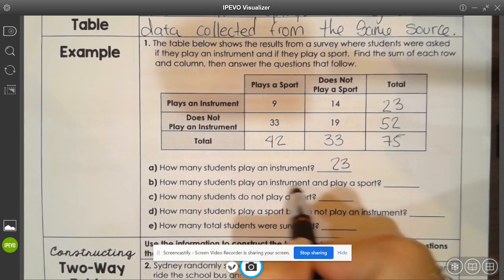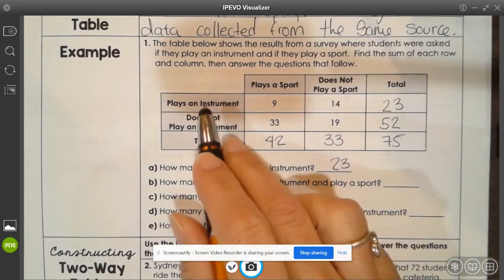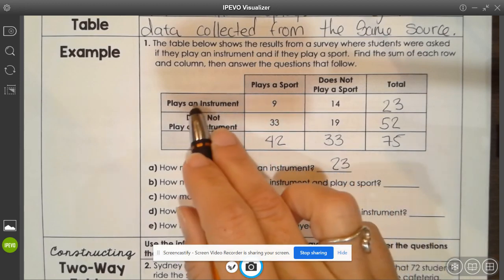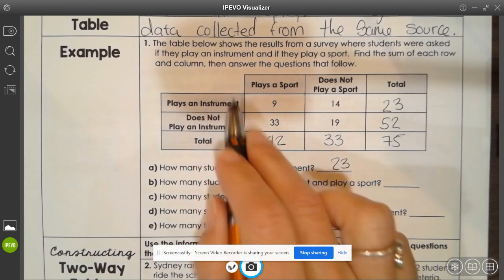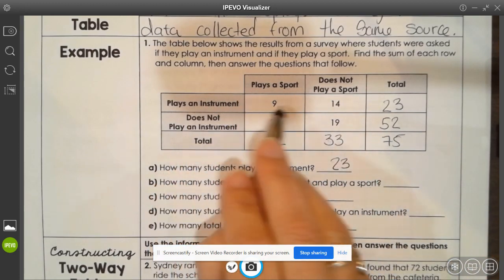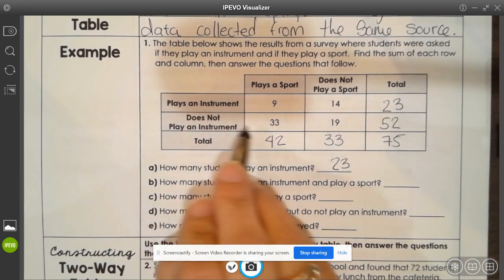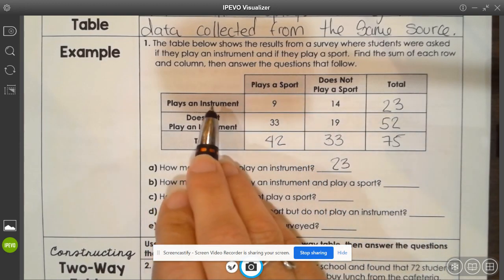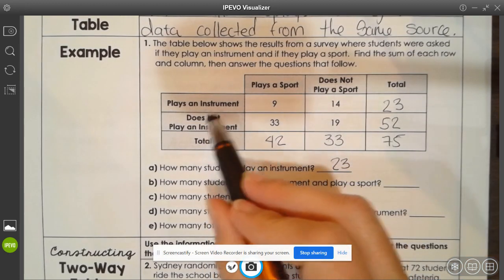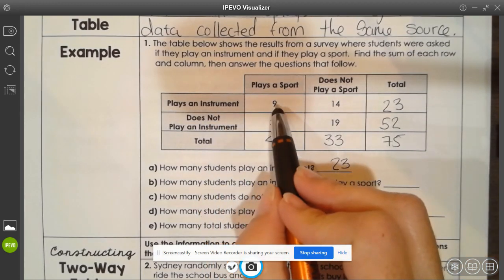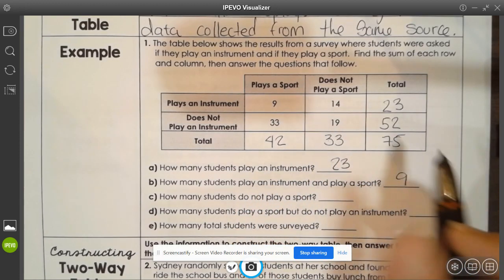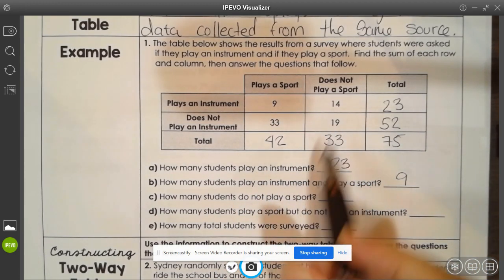How many students play an instrument and play a sport? So they play an instrument right here. So notice that the columns, right? So these play a sport, these do not play a sport. These play an instrument, these do not play an instrument. So my next question is how many students play an instrument and play a sport? So these students play a sport and also play an instrument. It's 9.